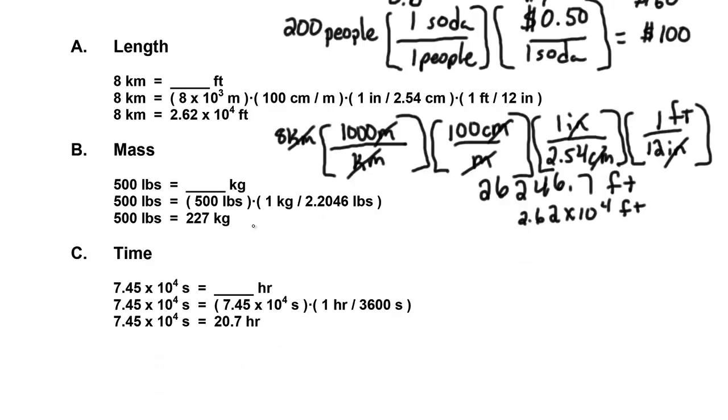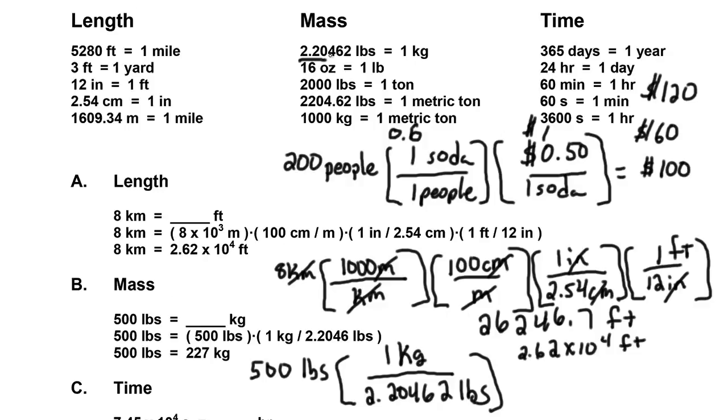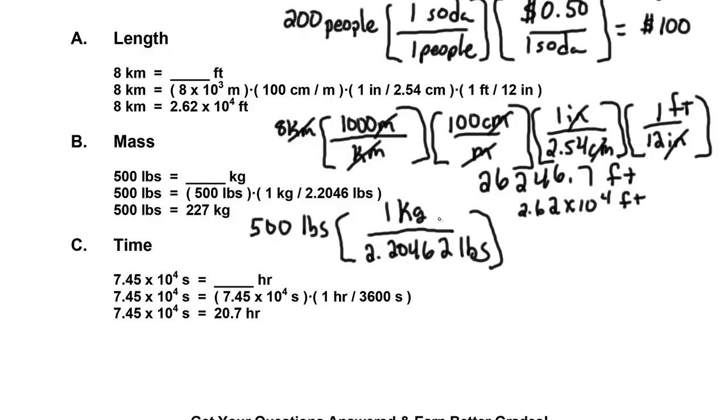500 pounds, and I have to determine how many kilograms. So we start off with what we know, 500 pounds. What's the mass to weight conversion? There are 2.20462 pounds in 1 kilogram. See? 2.20462 pounds in a kilogram. Looks like I forgot the 2 right there.